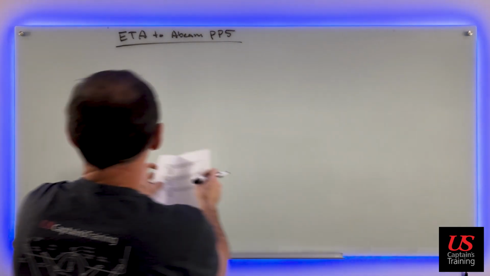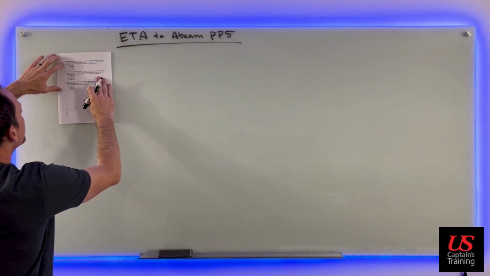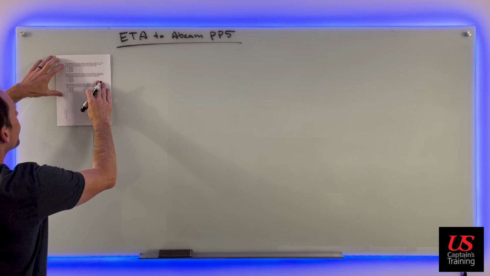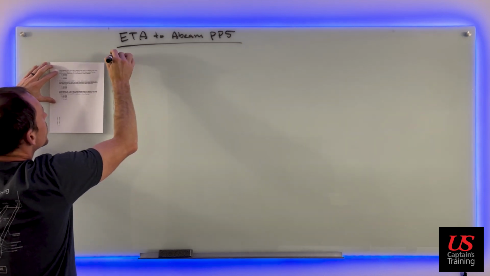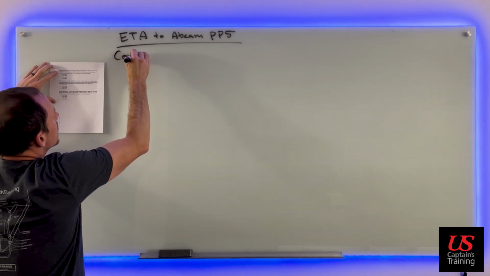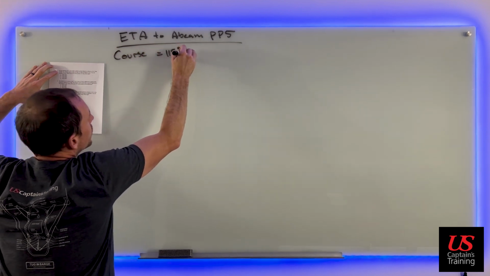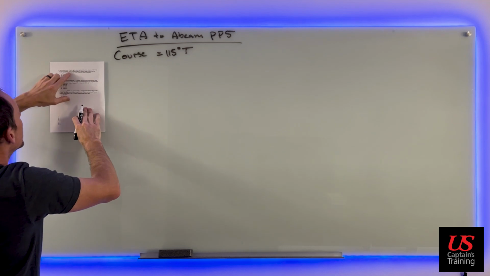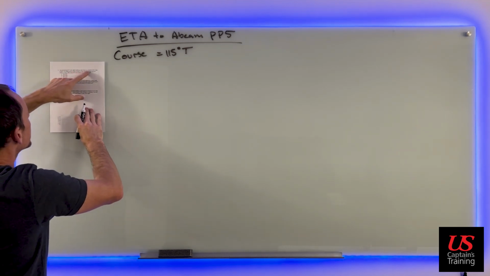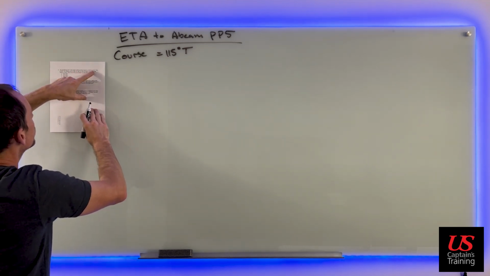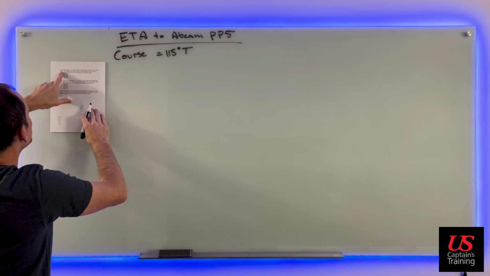It's not even on this one. Let me go here. It's on this one. 5. You are steering 115 true. Here's our course. Course is equal to 115 degrees true. And a light is picked up dead ahead at a distance of 16.7 miles at 5:22.